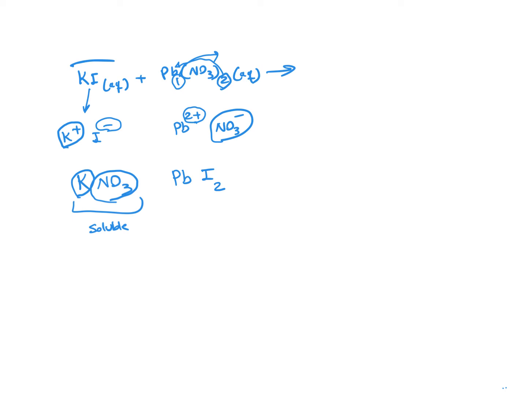And what about PbI2? So you see in the solubility table that anything that has I minus is mostly soluble, but they have exceptions. When any of these ions, including iodide, pairs with Ag plus, Hg2 2 plus, or Pb 2 plus, the compound is insoluble. So PbI2 would be insoluble in water.